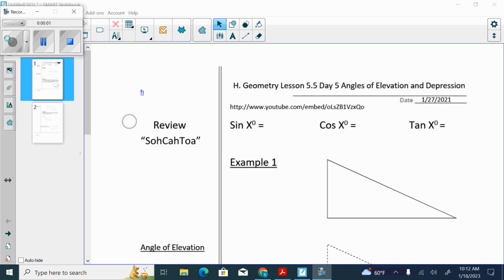We have our acronym here, SOHCAHTOA. What's my ratio for sine? Good. And for cosine? Good. And for tangent? Very good.